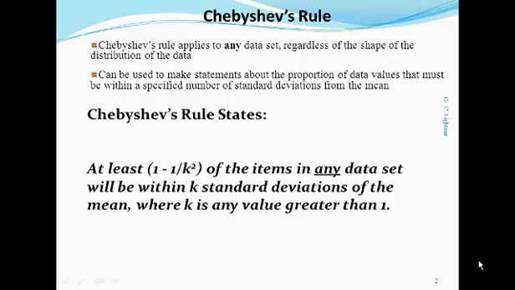Chebyshev's rule can be applied to any data set, regardless of the shape of the distribution of the data. This rule can be used to make statements about the percentage of data values that fall in different intervals. Specifically, Chebyshev's rule states that at least 1 minus 1 over k squared of the items in any data set will be within k standard deviations of the mean, where k is any value greater than 1.